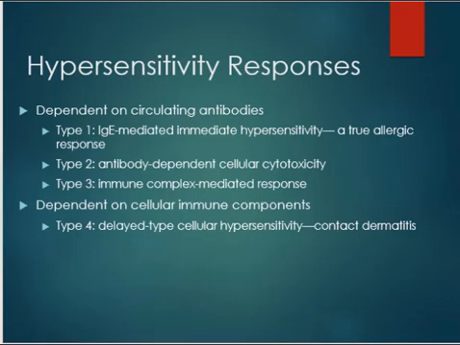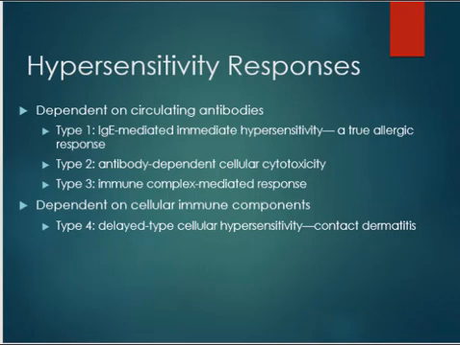granular eosinophils. And there are 4 types of immune responses to allergens, and they're characterized by whether they are dependent on circulating antibodies, which are types 1 through 3, or on a cellular immune component, which is type 4. So let's go over these briefly.